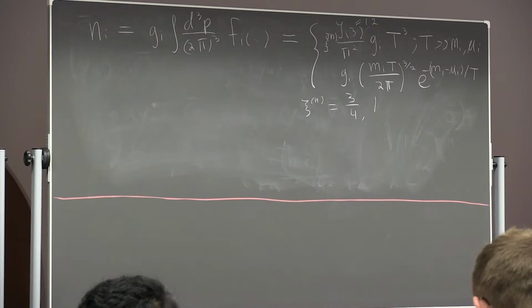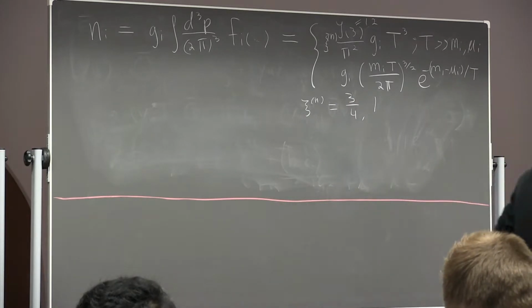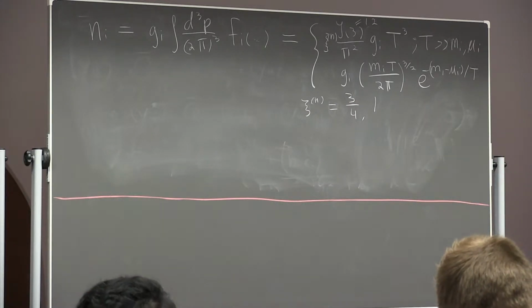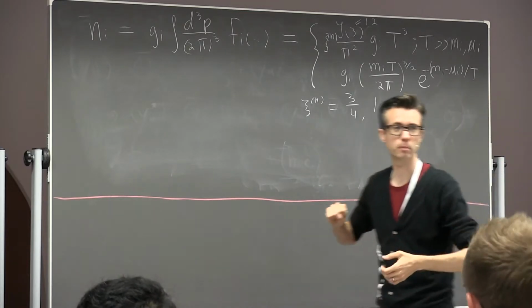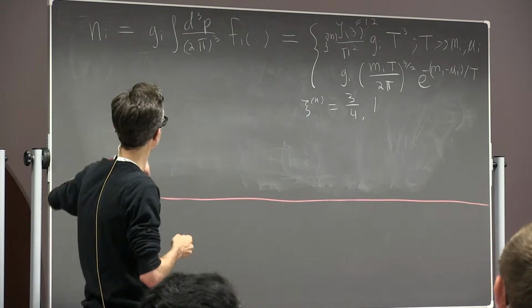So this means that the general rule of thumb is that the density of particles in the early universe is big if the temperature is higher than their mass, and really small if the temperature is smaller than their mass, as long as they're in equilibrium. So this is the story for the number density.